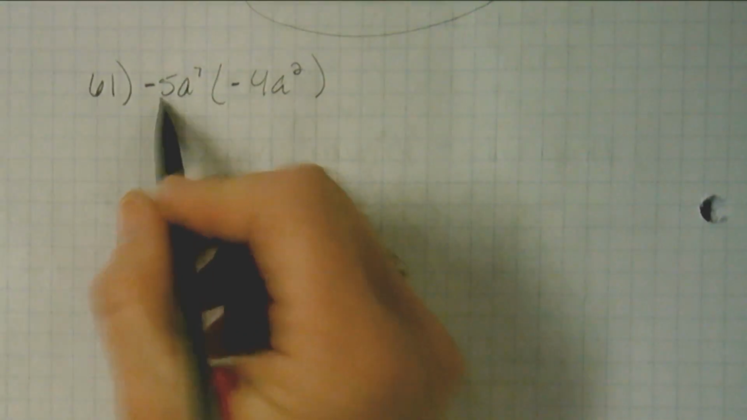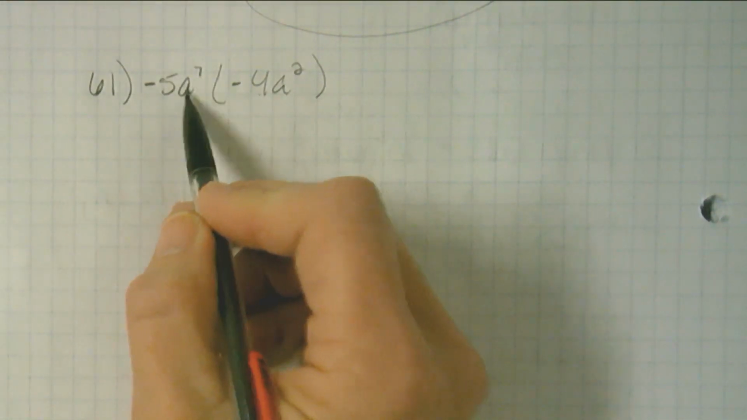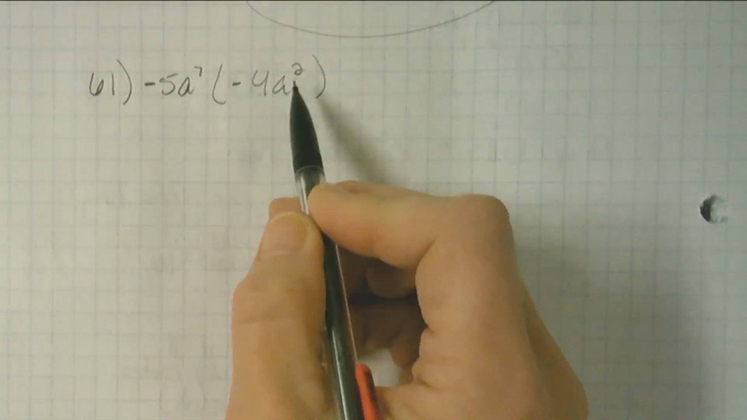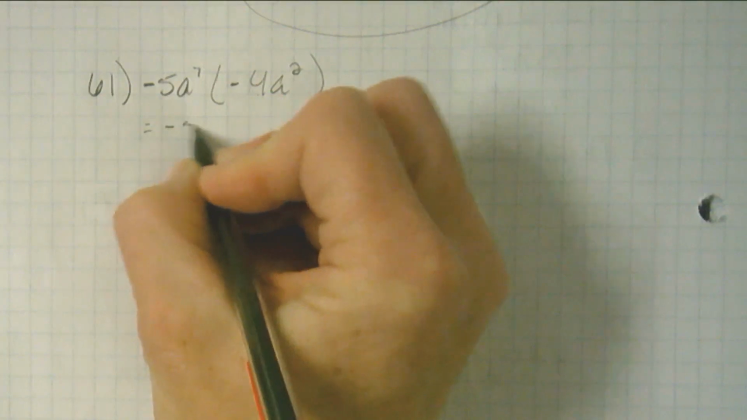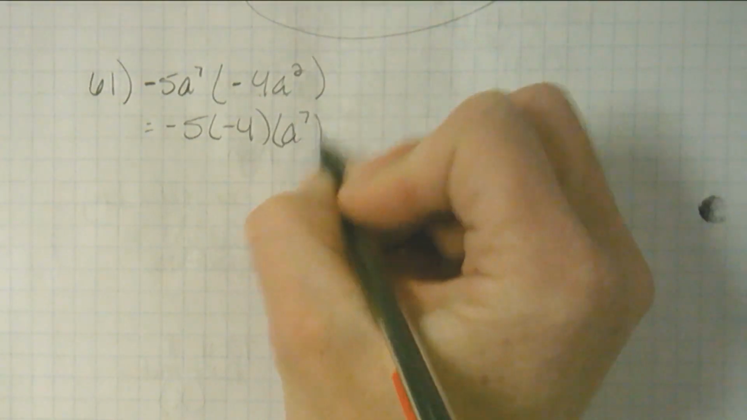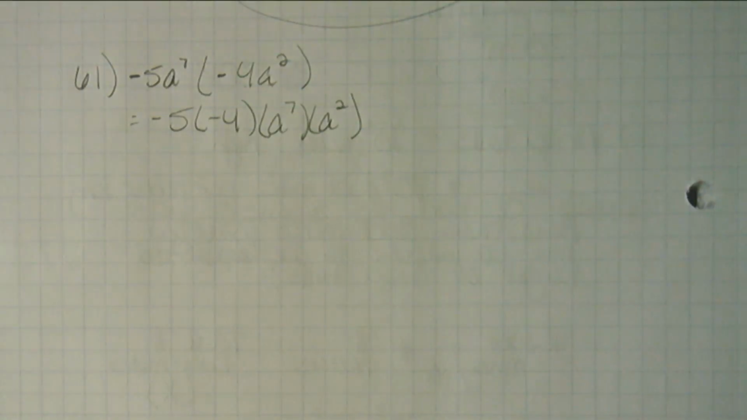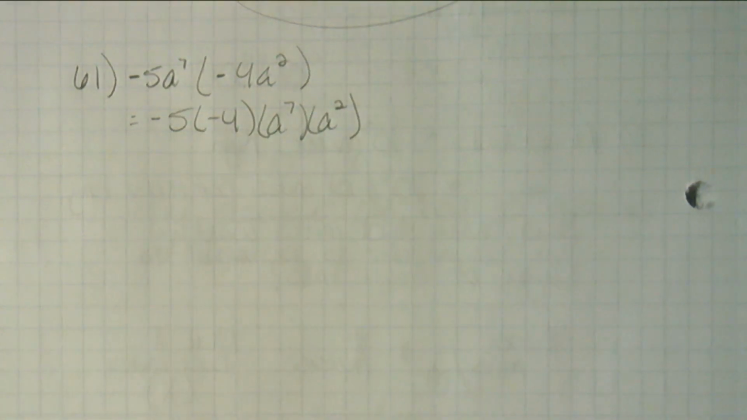This says negative 5 times a to the 7th times negative 4 times a to the 2nd. So I'm just going to move, Matthew, all of those numbers that I can, in terms that I can actually multiply together, next to each other. And again, I just use multiplication to show multiplication. There's parentheses to show multiplication. Between the variables, I really didn't need to, but I just did.